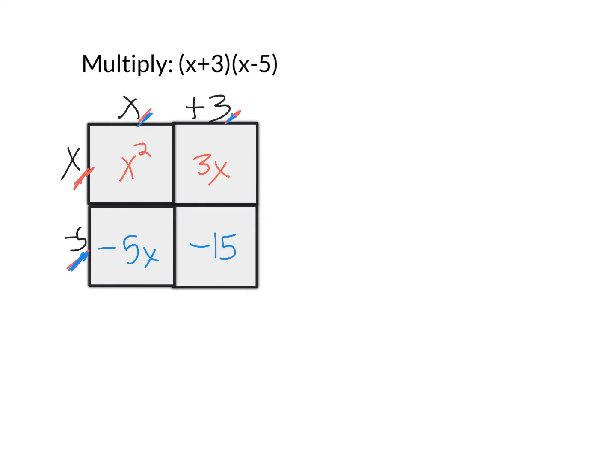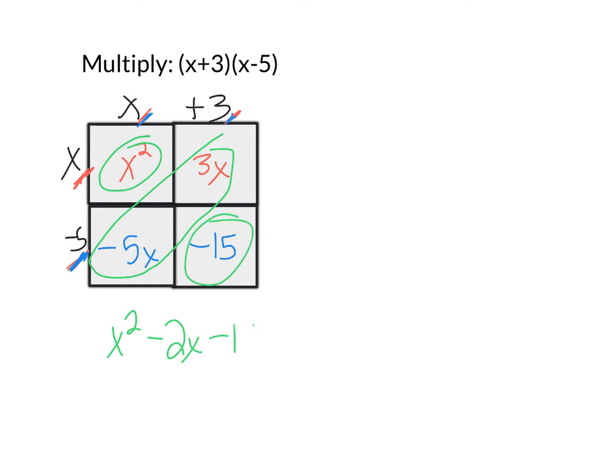So now, let's do this up. Combine your like terms. So x squared. Negative 5x plus 3x is negative 2x. And tack on the minus 15. So there's your product.